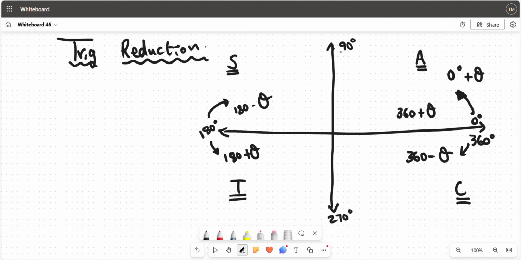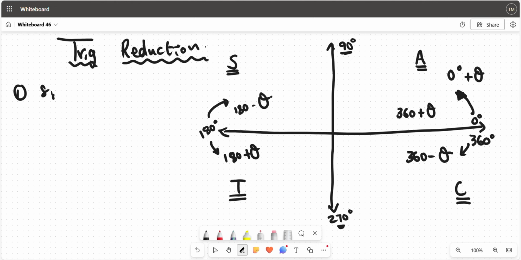So I haven't spoken about the 90s and the 270s yet. We will get to those. Let's just work with the ones that we have right now. Whenever we see 360 plus theta, we know we're going to end up in quadrant number 1. So let's try reducing some of these, and let's look at examples.